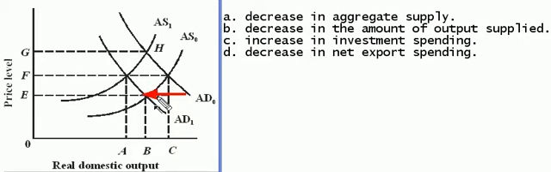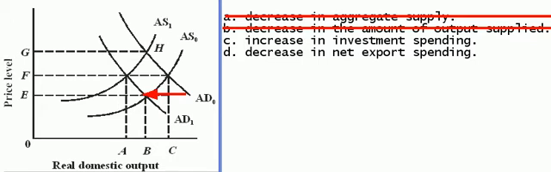this diagram? Well, let's look at the first one, a decrease in aggregate supply. Well, that doesn't make any sense because that would have pushed the aggregate supply schedule to the left, not the aggregate demand. So we can scratch that one off the list, right? And then we have a decrease in the amount of output supplied, right? In this case, it's certainly true that the amount of output supplied has decreased, but what we're asking for is an explanation for why the aggregate demand curve shifted to the left. So B can be scratched safely off the list.